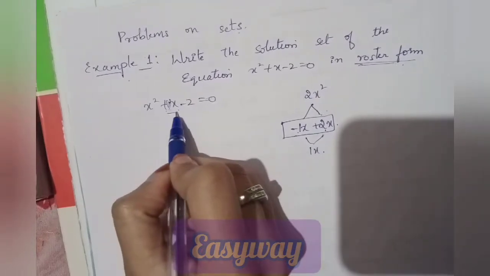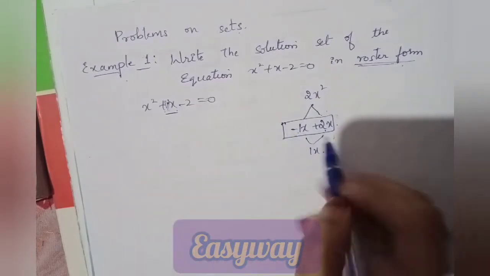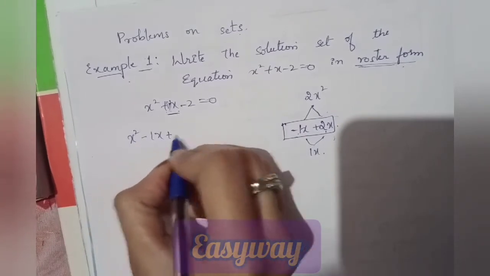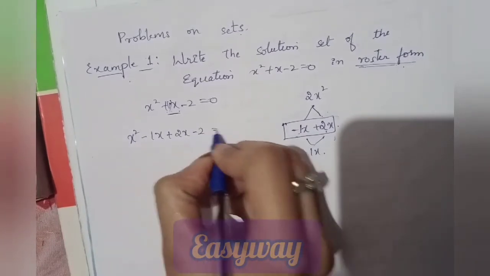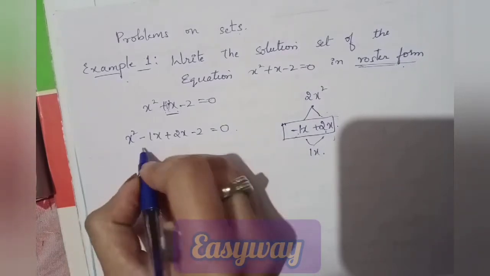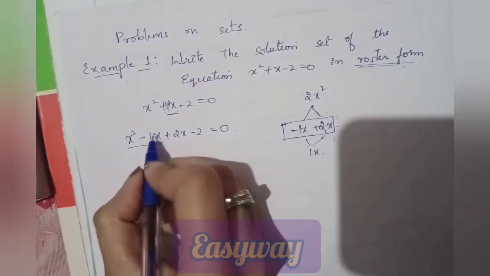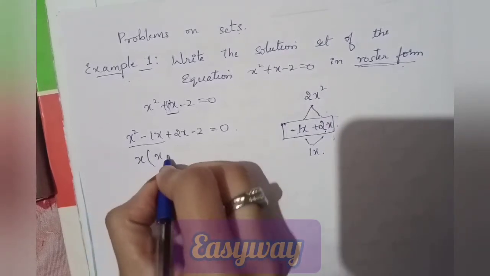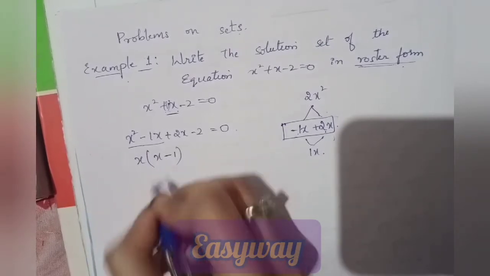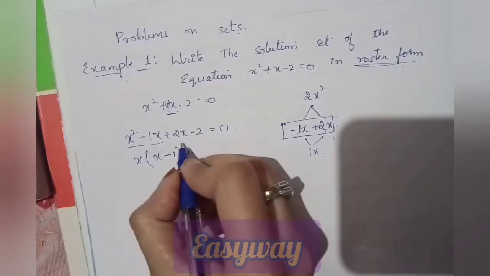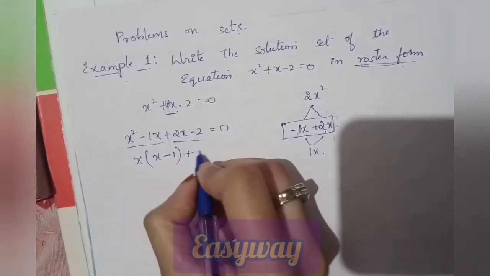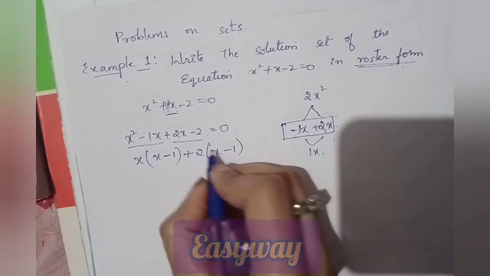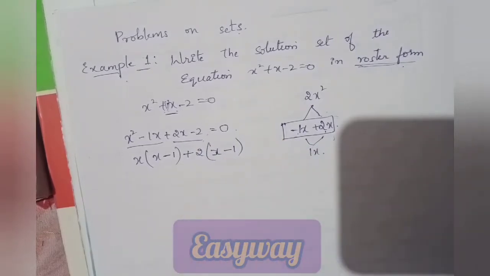Now in the place of x, we will write this. x square minus 1x plus 2x minus 2 equals 0. Take out common from these 2, that is x. Then we will remain with x minus 1. Then from these 2 we have to take common, that is 2. x minus 1 we will get as remaining.